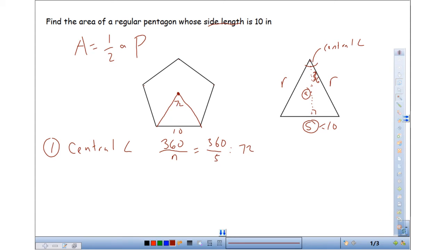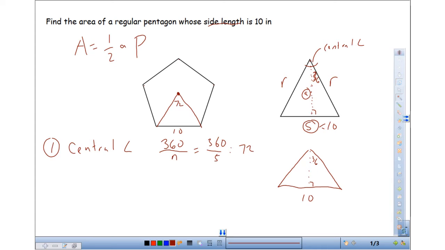Alright, so the first thing we do is we draw an isosceles triangle, we find the central angle, okay, and then we split it. And then we place what we know on this figure. So let me redraw my triangle now with what I know. So here's 10. I don't know what A is. I know that this part is 36, and that's all I know.